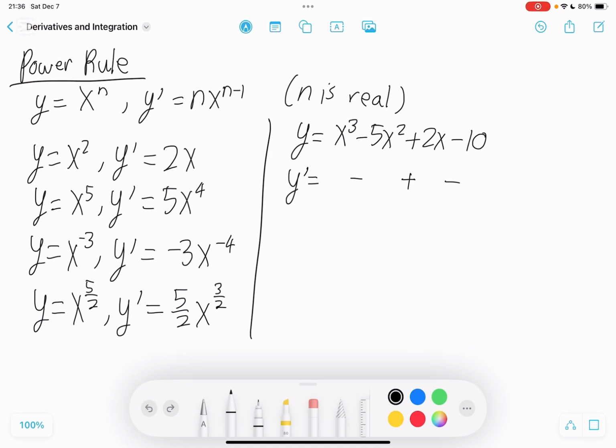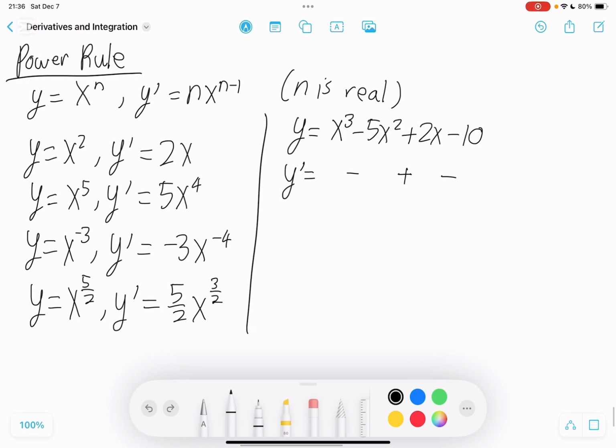First you find the derivative of x cubed. That is 3x squared. And then you find the derivative of the second term, 5x squared. How? Well, you leave the constant alone. The constant is 5, so you leave that alone. And then you find the derivative of x squared. The derivative of x squared is 2x. So that's 5 times 2x.